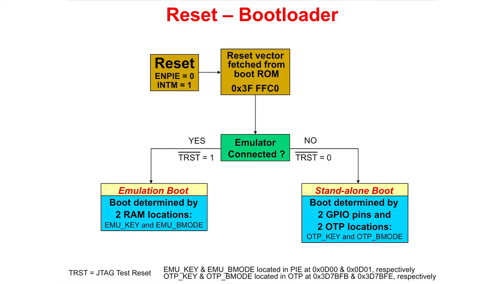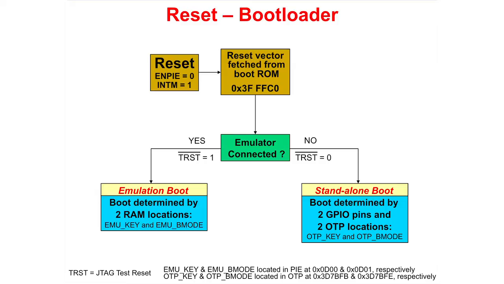After reset, the object mode and address mode bits are set to 00, placing the device in test mode. The PIE block is disabled, and the global interrupt line is disabled. The reset vector is fetched from the boot ROM, and the bootloader sets the object mode and address mode bits to C2800X mode. Then we determine if the emulator is connected by checking the JTAG test reset line.